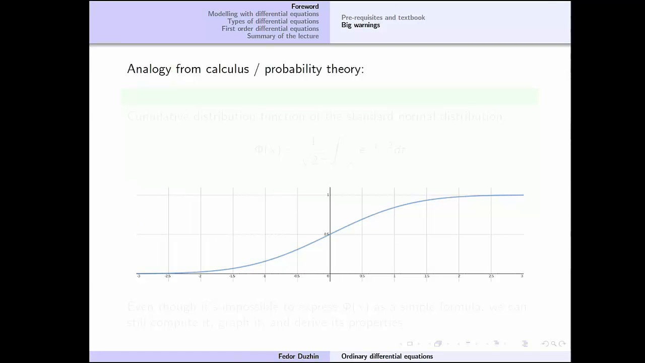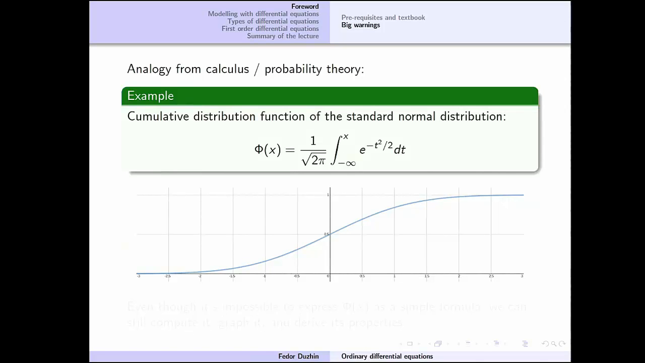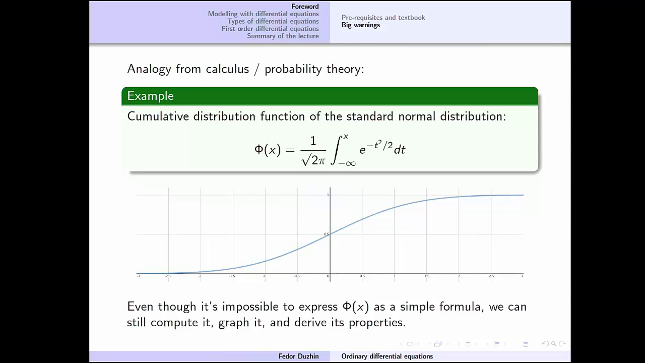Alright, now let me continue with some mathematical examples. Let me give you an analogy from calculus or probability theory, right? So here is, I hope you know, the cumulative distribution of the standard normal distribution. The probably most important point about this integral is that you cannot really solve it, so you cannot integrate it explicitly. But at the same time, it doesn't prevent people from figuring out a lot of properties.